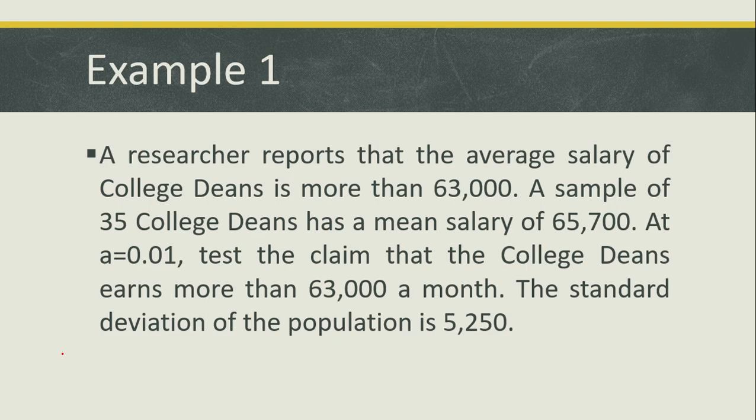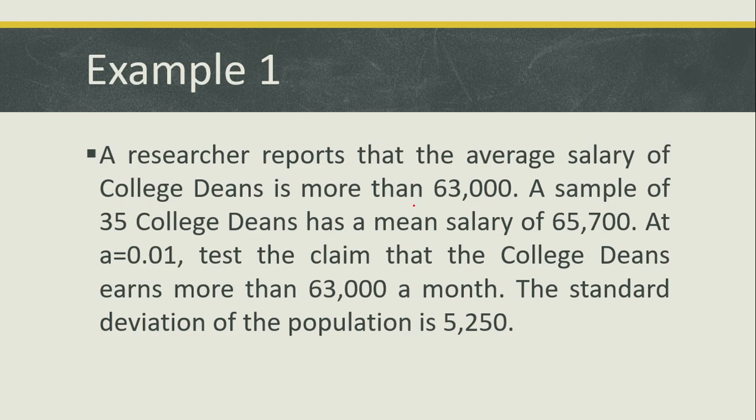Okay po. A researcher reports that the average salary of college students is more than 63,000. A sample of 35 college students has a mean salary of 65,700 at alpha equals 0.01. Test the claim that the college students earned more than 63,000 a month. The standard deviation of the population is 5,250. Okay, thank you so much. So, this is example number one.